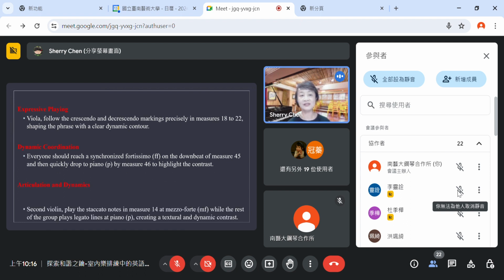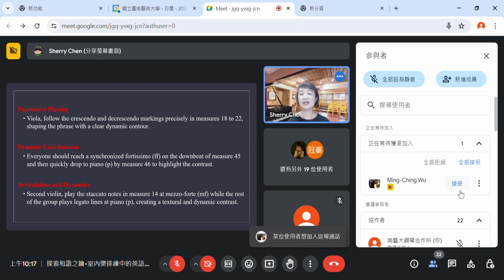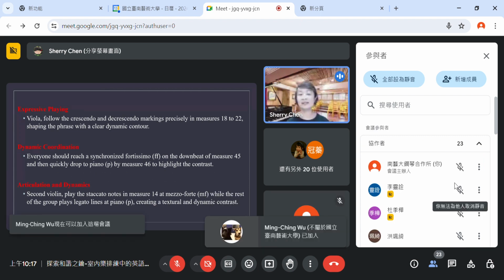Articulation and dynamics. Second violin, play the staccato note in measure 14 at mezzo forte, while the rest of the group plays legato lines at piano, creating a textural and dynamic contrast. So I'm asking the players to do a legato versus staccato. So it's a different textural line.